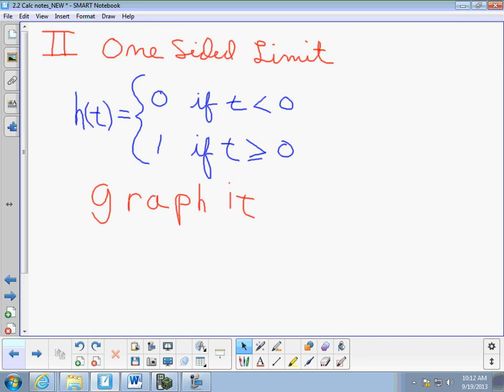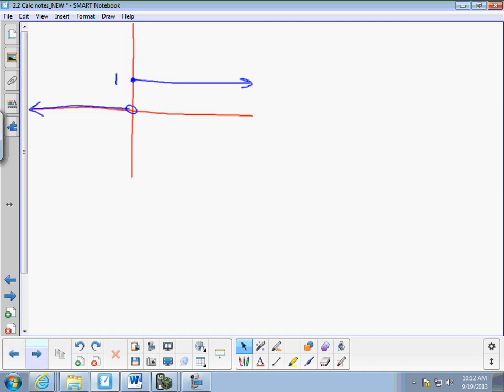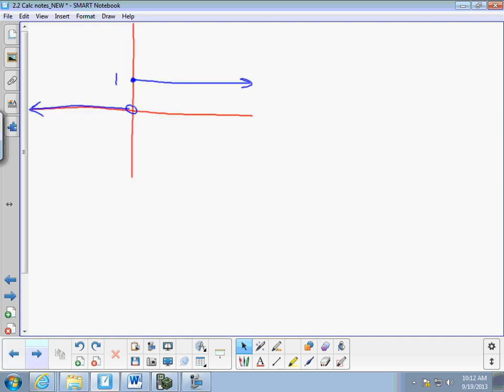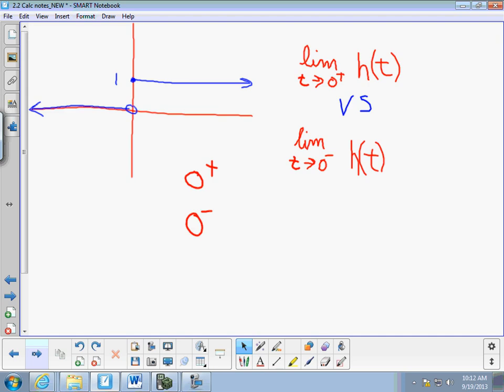All right. So it looks like that. It says if t is greater than or equal to 0, the equation was 1. If t is less than 0, then the equation was 0. So I get this. Look at the question now of limit. Does the limit exist? If I come to 0 from both sides, am I approaching the same value? No. The two-sided limit doesn't exist in this case.